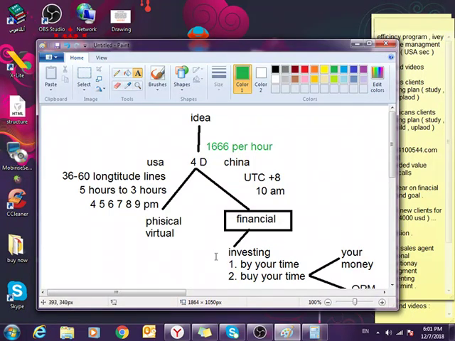Here's China, here's USA. They did 4, 5, 6, 7, 8, 9 p.m., and here's China. They said, okay, it's 10 a.m. now. Why would they do that? Why would they change the timing?